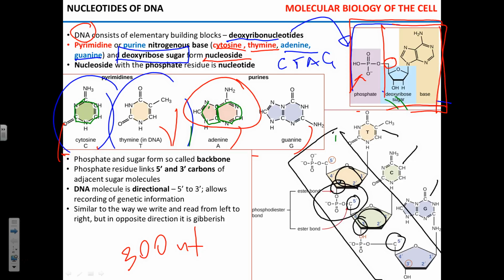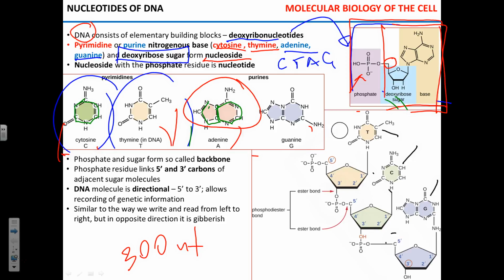Look at this. You have 3 prime carbon of, let's name it deoxyribose 1, connected to 5 prime carbon of deoxyribose 2. 3 prime carbon of deoxyribose 2 connected to 5 prime carbon of deoxyribose 3. So it's always the same way, connection in the same way. That means that DNA molecule is directional. We can read it from 5 prime to 3 prime. We can read it from 3 prime to 5 prime. Nobody bans us from doing that.